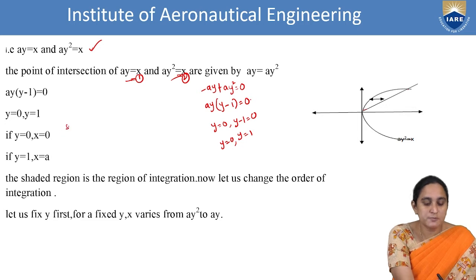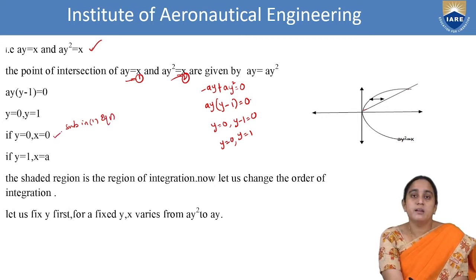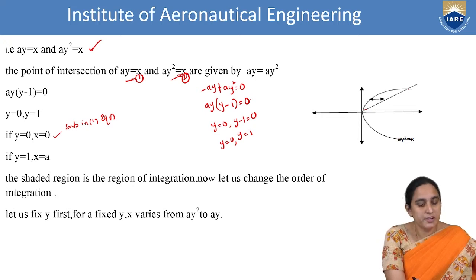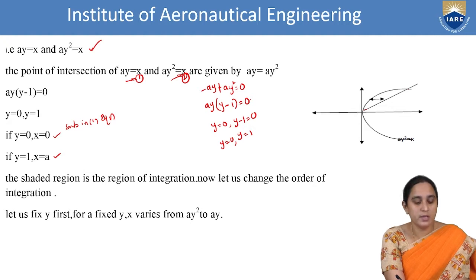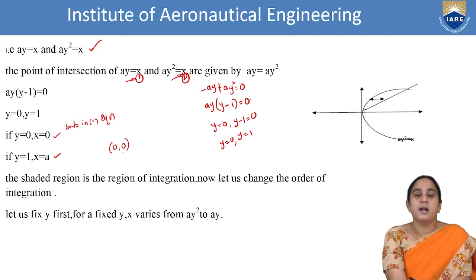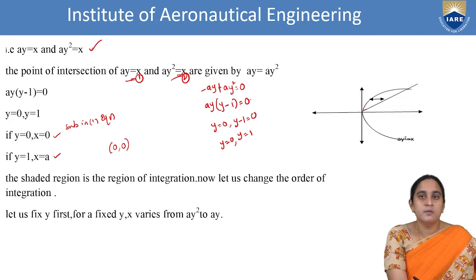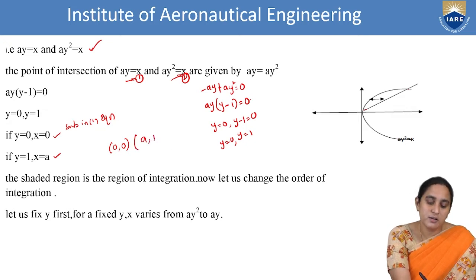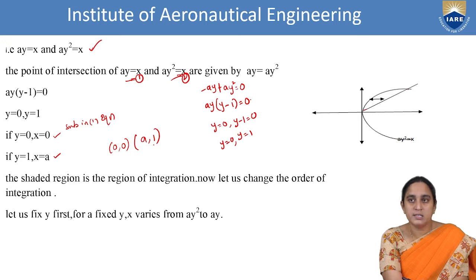If y is 0, substitute in the first equation, then x is 0. If y is equal to 1, substitute in the first equation again, we get x is equal to a. Therefore, what are the intersecting points? First point: if y is 0, x is 0, so the intersecting point is (0, 0). And here y is 1, we get x as a, that means (a, 1). These two are the intersecting points.